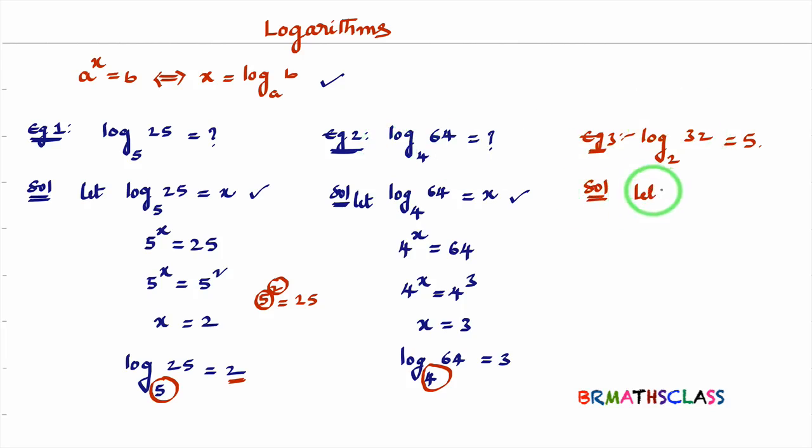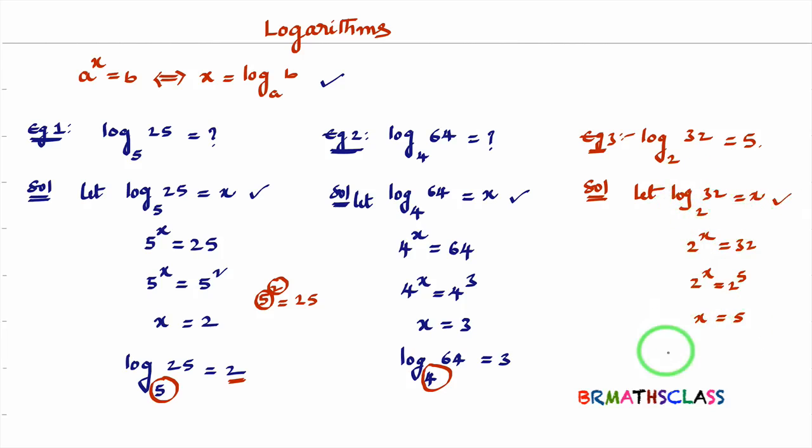First I'll take log 32 base 2 as x. As per this definition, I can write a power x equal to b. What can I write here? I can write 2 power x equal to 32. This is important. You need to understand this. 32 can be written as 2 power 5. As bases are equal, powers should be equal. x equal to 5. What is x? We considered log 32 base 2 as x. So log 32 base 2 equal to 5.